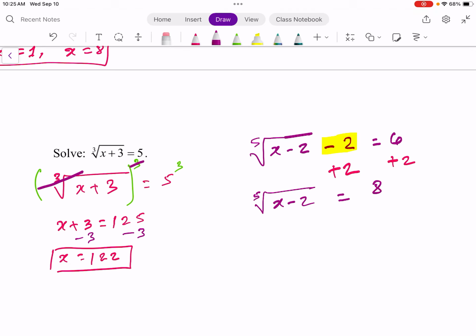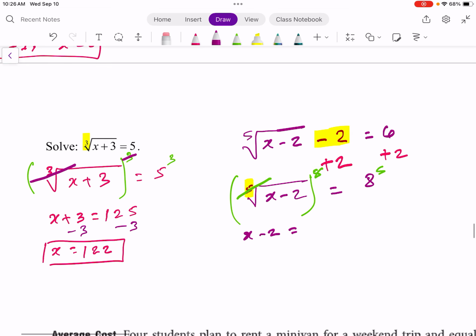Now what number do we pick to raise the power on both sides? 5. Okay, 5 is the index. So we take the fifth power on both sides. This fifth power and this fifth root are gone. We have x minus 2 equals 8 to the power 5.